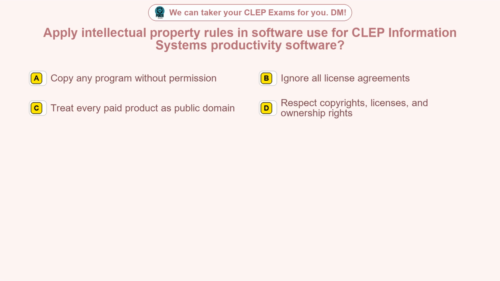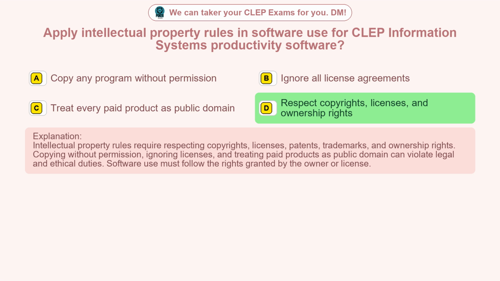Question 98. Apply intellectual property rules in software use for CLEP Information Systems productivity software. Option A. Copy any program without permission. Option B. Ignore all license agreements. Option C. Treat every paid product as public domain. Option D. Respect copyrights, licenses, and ownership rights. The correct answer is option D. Respect copyrights, licenses, and ownership rights.